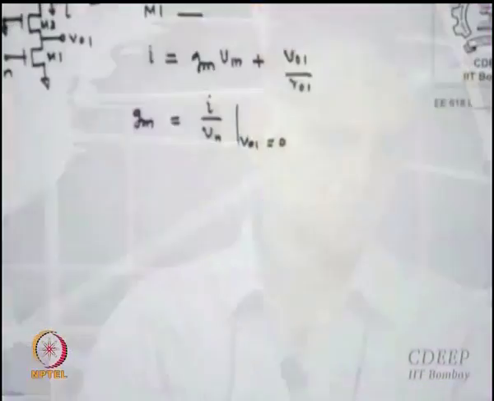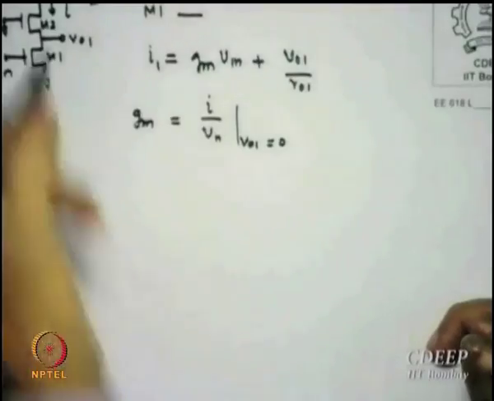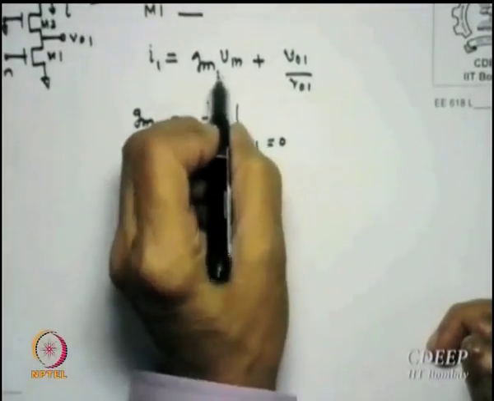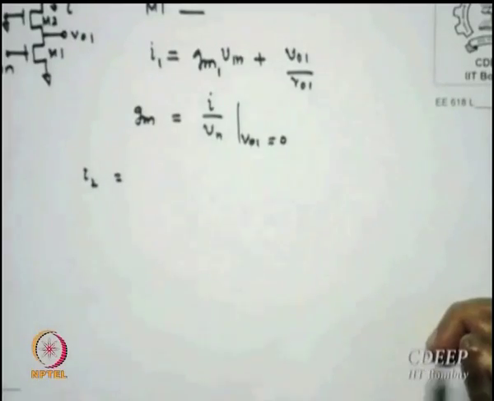Now what I actually want to do is, if I say gm, then I say i upon VIN at vo1 is 0 for the first case. But if I do for the other, let us say this is i1, though i1, i2 is same, so gm1. Similarly, I can write i2, what is i2?